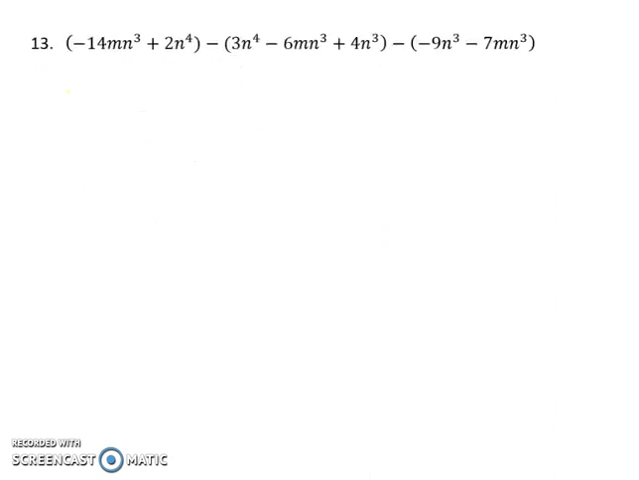Let's look at our next question. Our next question, same deal. We have to subtract this time around, and we have to identify like terms. The big difference between this one here and the last one is that we have to start this one off by multiplying in a negative. When there's a negative on the outside of parentheses, we have to distribute the negative to each term.